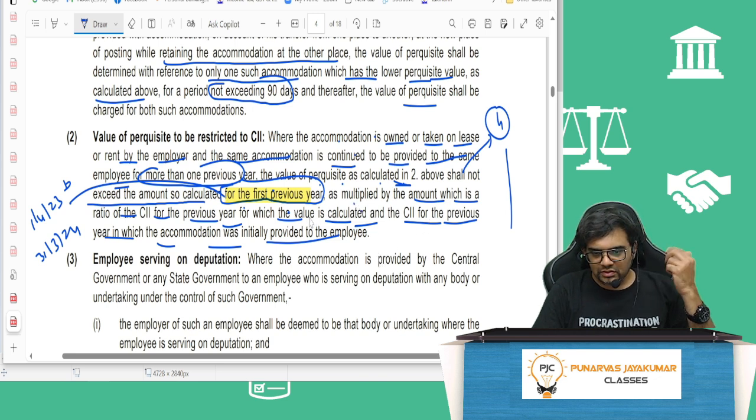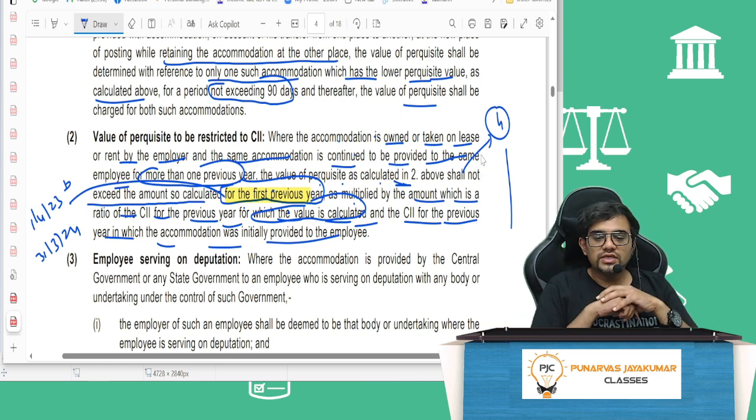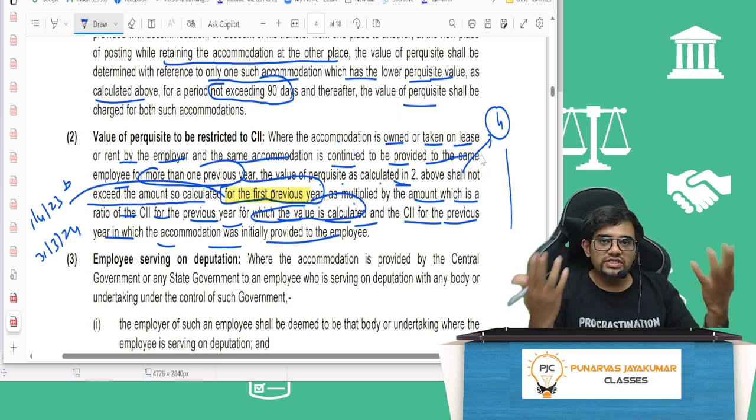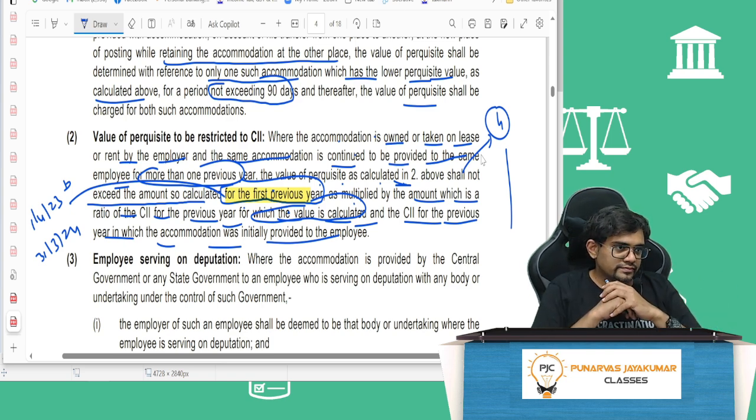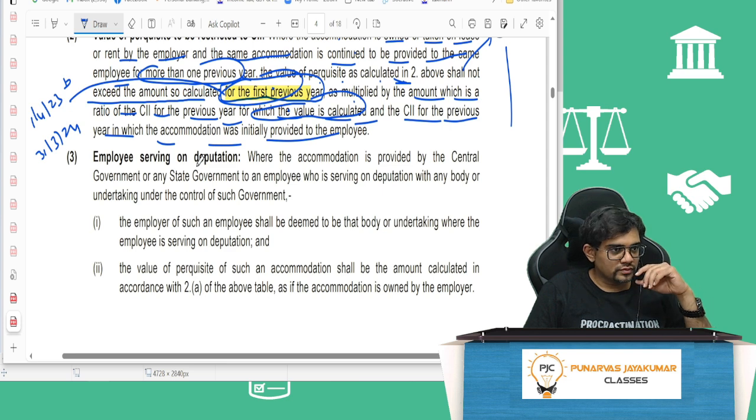And what is the year for which the value is calculated? The next year, in my example, 24-25, divided by the CII of the previous year in which the accommodation was initially provided, 23-24. That's all. For the first previous year means 23-24 onwards. So this will come for the next year, so you leave it. But anyway, you should know.